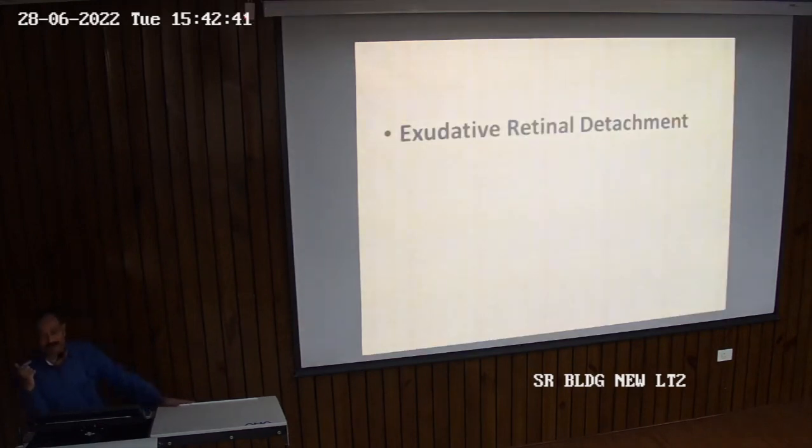So that was the rhegmatogenous RD. Now the second is the exudative RD. As the name suggests, there needs to be some exudation, plus there should not be any break. If there is no break, then only exudative RD can be diagnosed. If there is a break, primarily it is taken to be a rhegmatogenous RD with some sort of exudations.